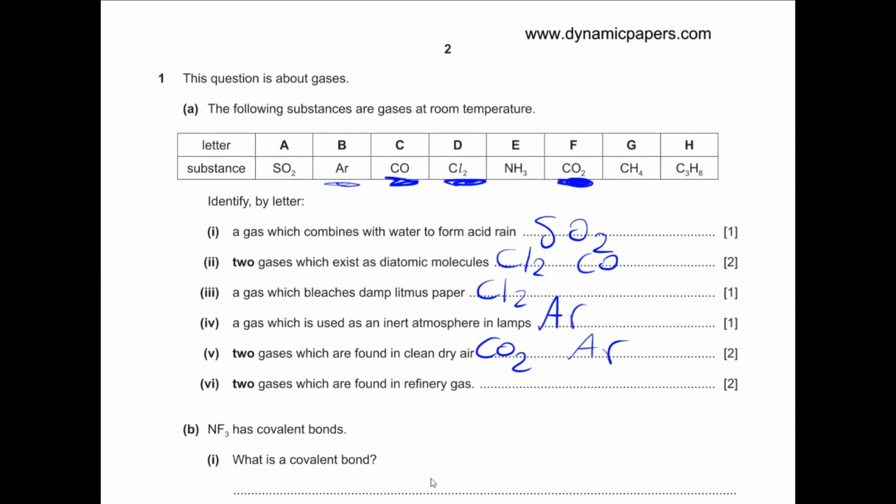Two gases which are found in refinery gas, so the refinery gas is a mixture of different hydrocarbons. So the hydrocarbons we have here are CH4 and C3H8, so CH4 and C3H8.